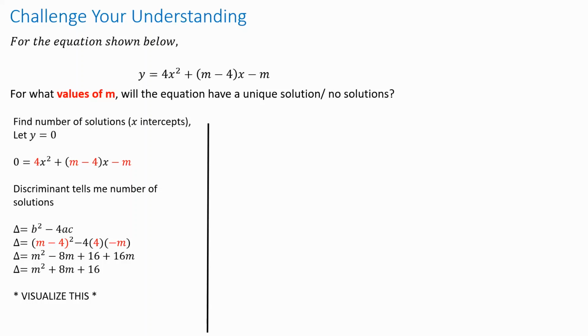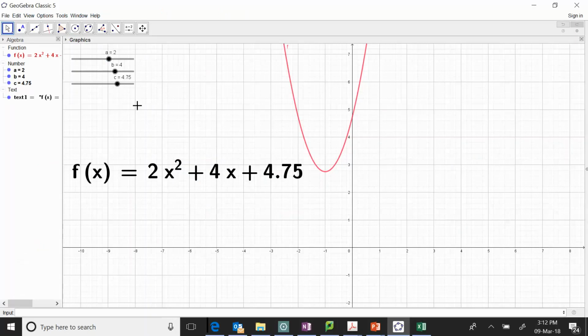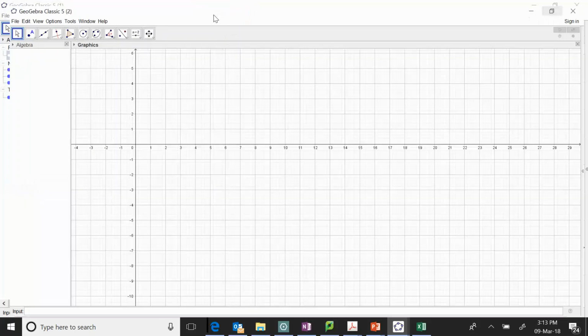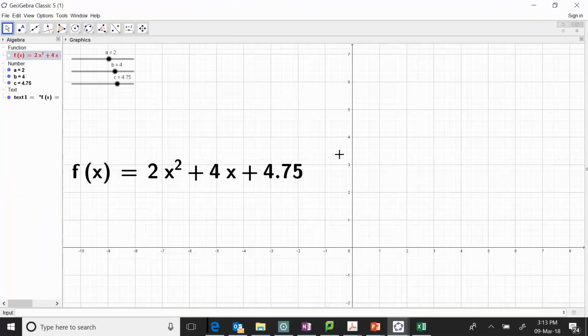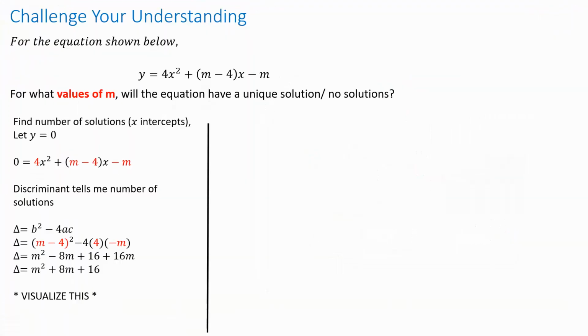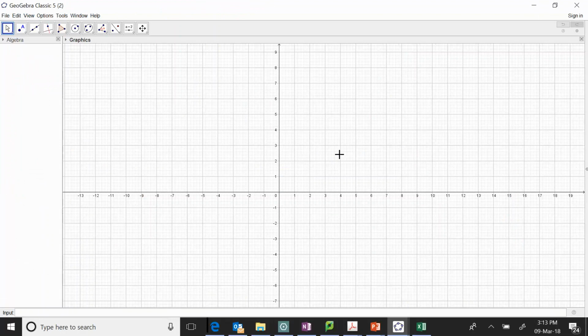We can prove that. So watch, I'll show you. We're going to change the equation. Actually, I'll make a new graph. Here we go. Let's try this one. So the equation that we've got was 4x squared. So watch, I would do f of x equals 4 times x squared.